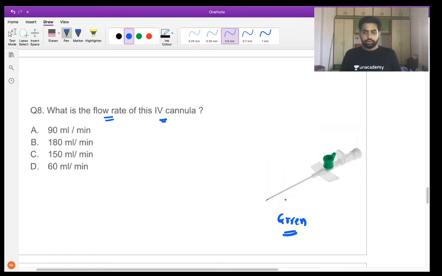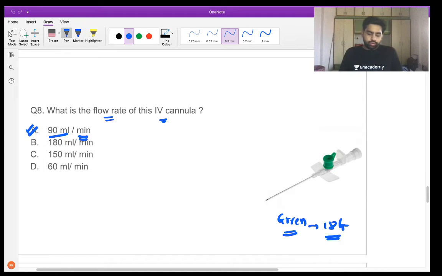It is good. Okay, so please understand, guys. Yes, no doubt it is an 18 gauge cannula, so green. This is basically the 18 gauge cannula first and foremost. And what else? What is the flow rate of this cannula? The flow rate of this cannula is 90 ml per minute. Please understand this, guys. This is important.